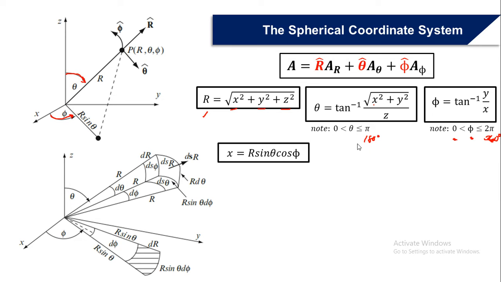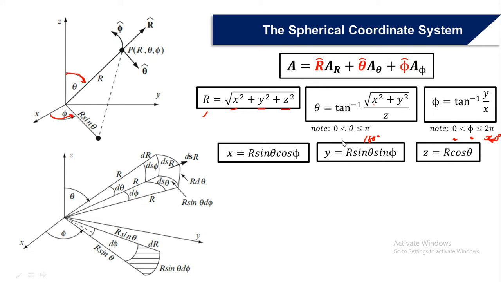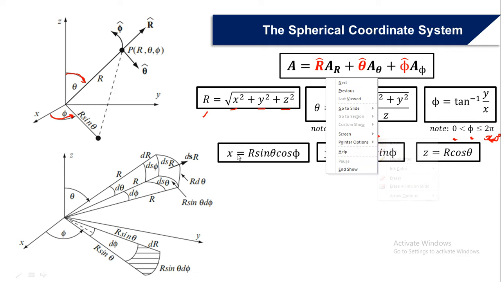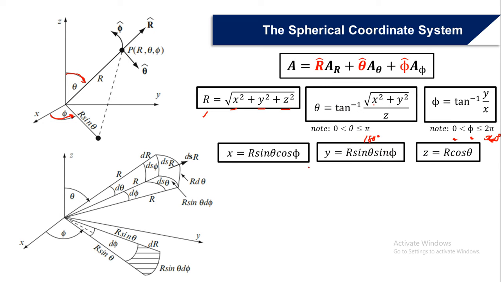And kung kailangan naman natin yung mga variables sa Cartesian plane, ito yung ating conversion formulas. So, x is equal to r times the sine of theta, r sine theta cosine phi. Then, yung y naman is r sine theta sine phi. And yung ating z is equal to r cosine theta. So, yung mga yan, yung ating gagamitin na relationships para mag-transform tayo ng mga vectors from spherical to Cartesian and Cartesian to spherical conversely.